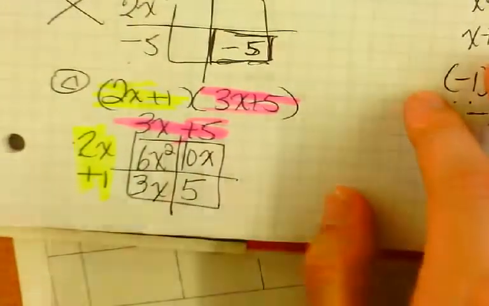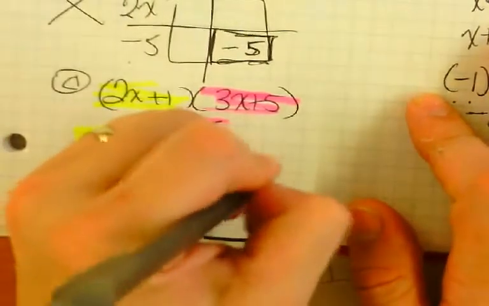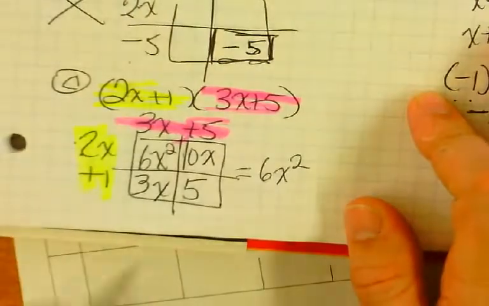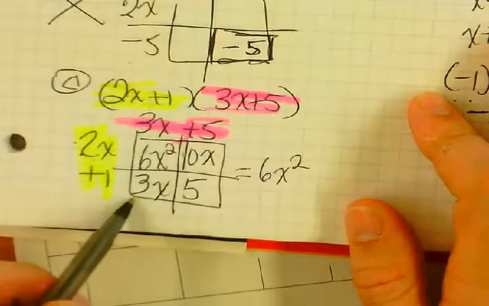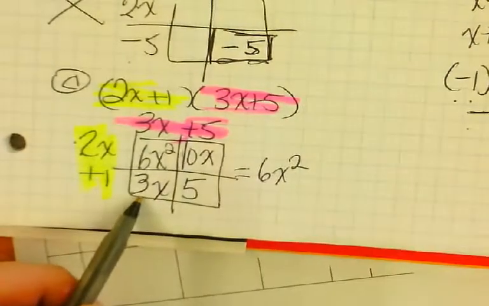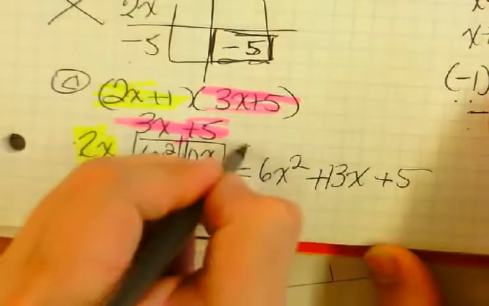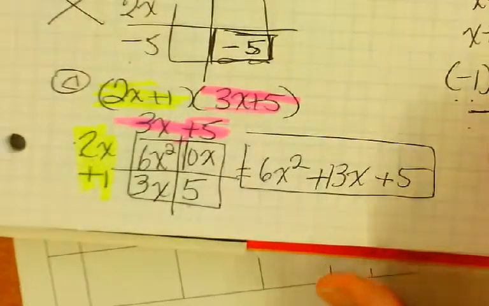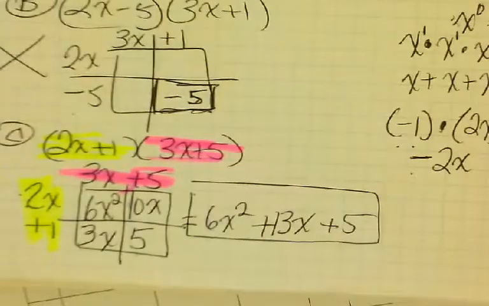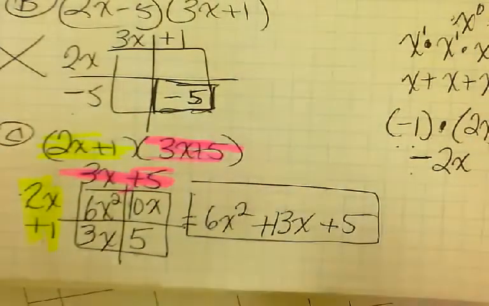All right, let's put everything together. We got a 6x squared. We have a 10x plus a 3x. Eric, what's 10x plus 3x? 13x, good. So we have 13x. The last number I have is plus 5. All right, Dacarius, is this a match or not? Is this the equation we're looking for or not? It is. This is absolutely the right answer.